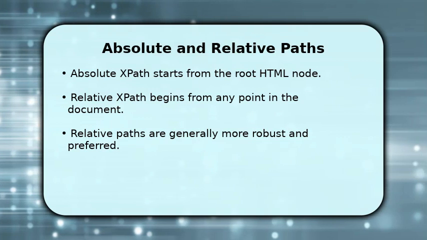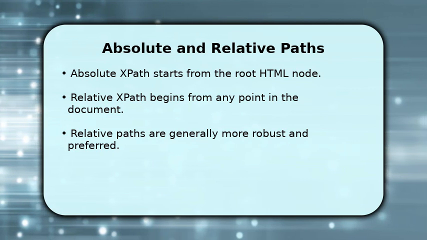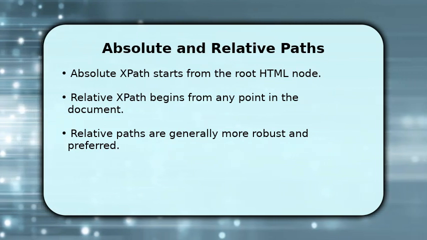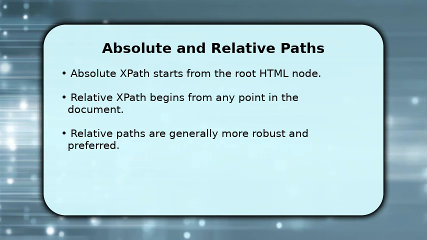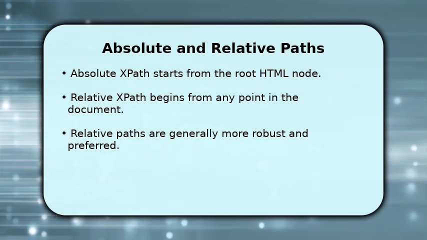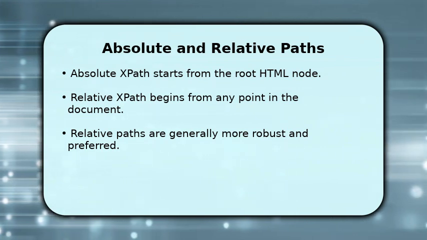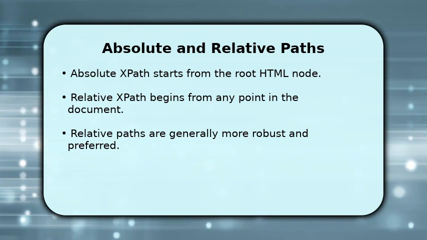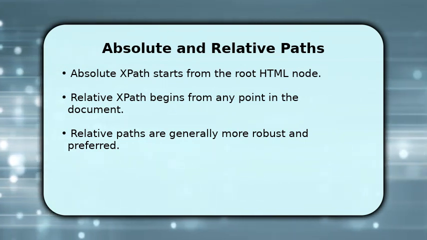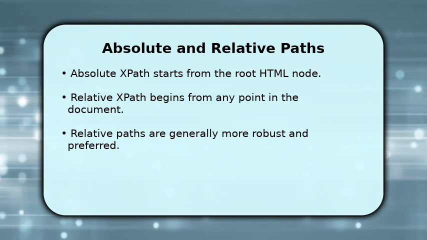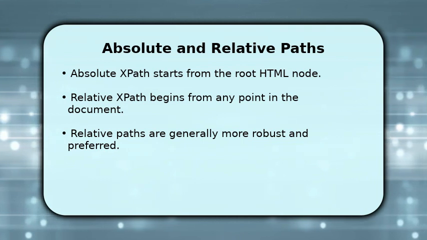Now, let's dive into the two main types of XPath, absolute and relative. Absolute XPath provides a direct, full path from the HTML root, like a street address from the city center. While precise, it's very fragile. Any small change in the page structure breaks it. Relative XPath, on the other hand, starts from a known point, making it much more flexible and resilient to minor page updates. We'll explore examples of both, highlighting why relative paths are often the better choice for reliable automation scripts.